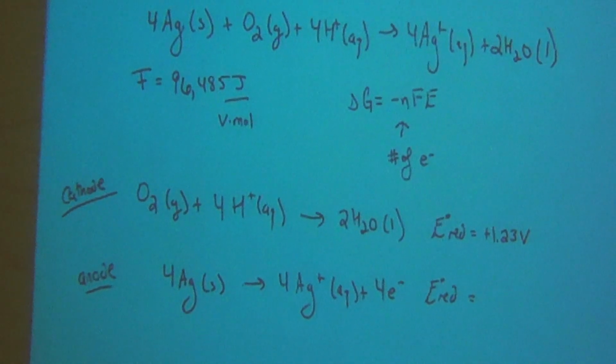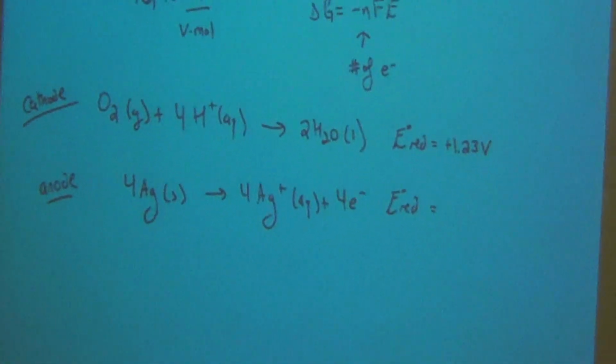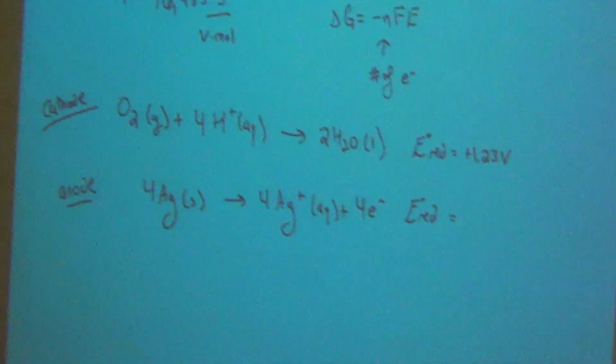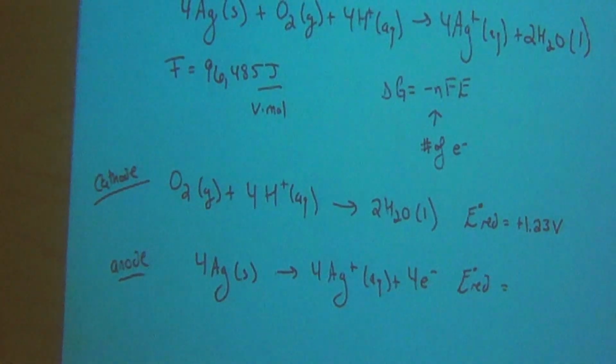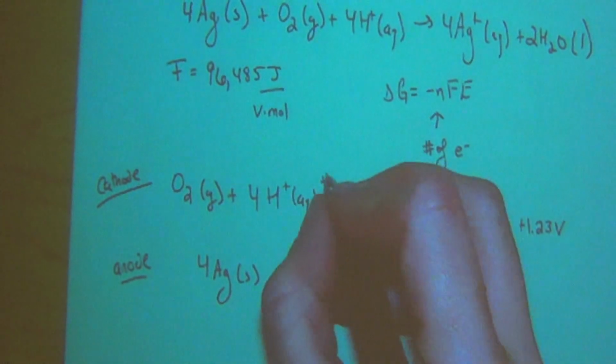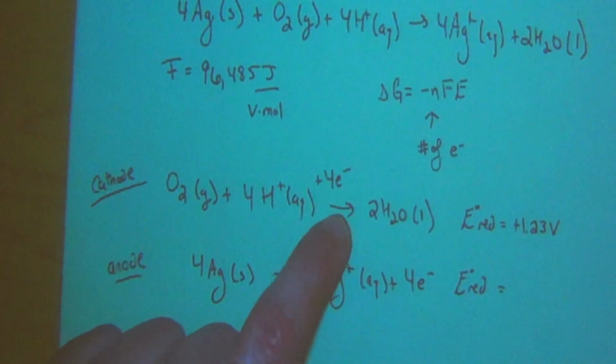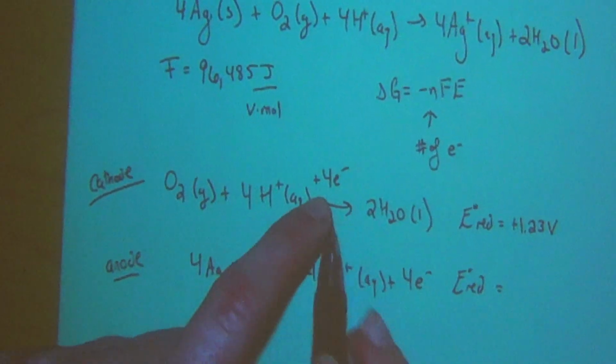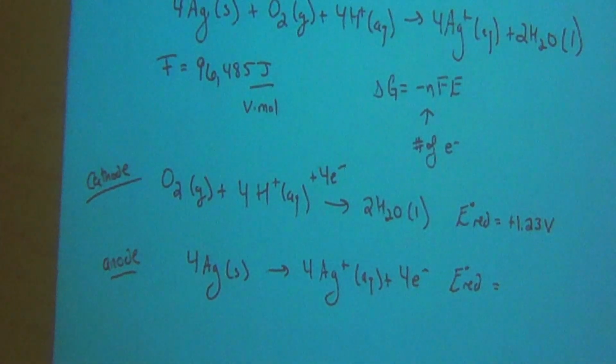Yes? Why didn't you write plus 4 electrons? Oh, shoot. I left them off. Thank you. Sorry about that, that was my mistake. Thank you for catching that. So plus 4 electrons here. Okay, great.